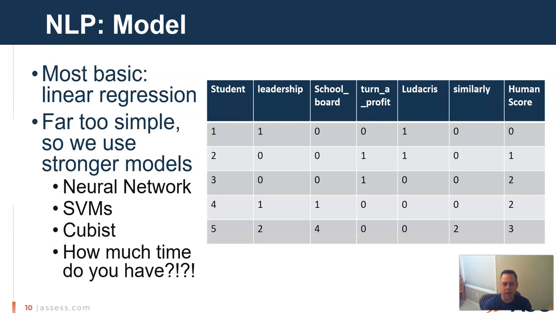And the most basic NLP model, of course, is linear regression. So we could do a simple linear regression using the data set you see on the screen here and predict the human score based upon these numbers in the other columns. Obviously, it's not going to be very accurate because linear regression can only do so much. So we use much stronger, more complex models like neural networks, support vector machines, or Cubist.